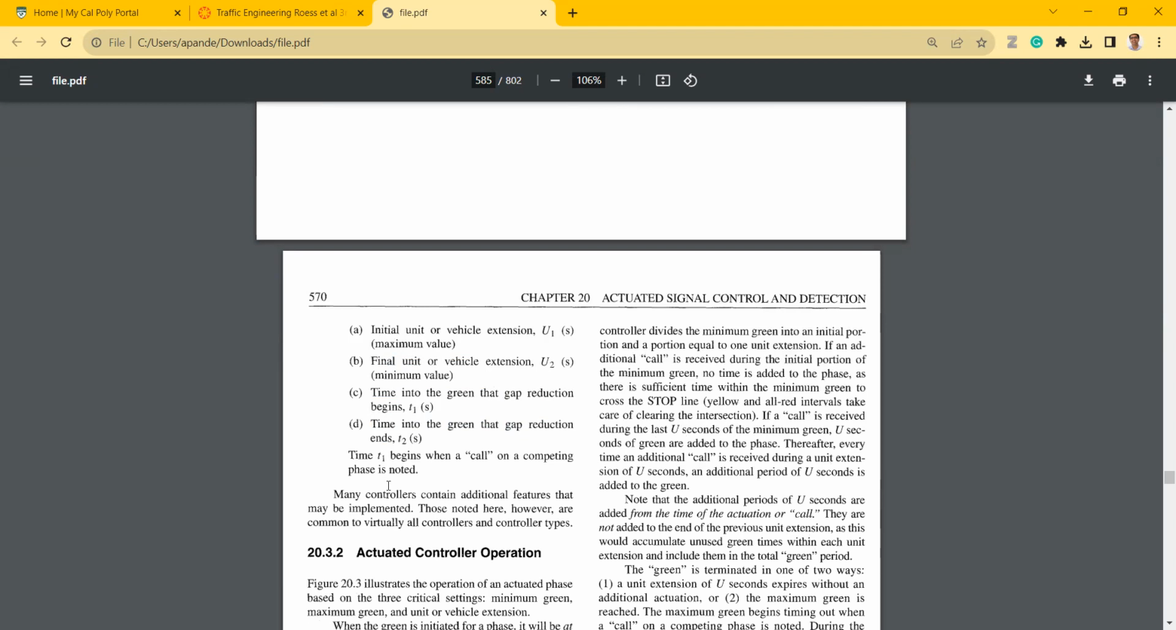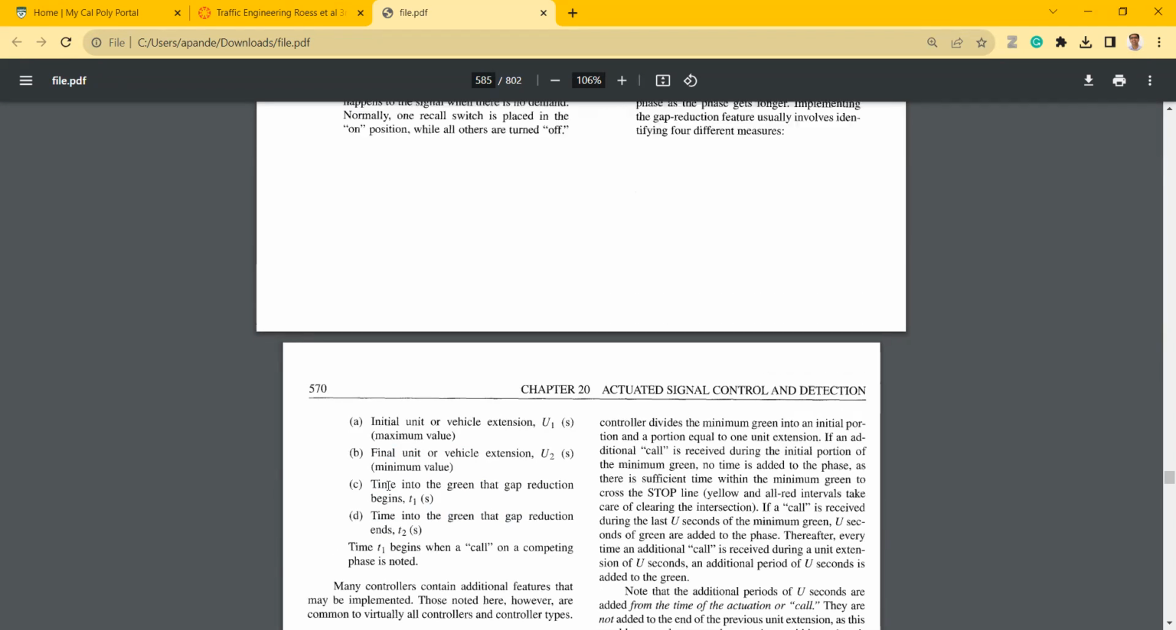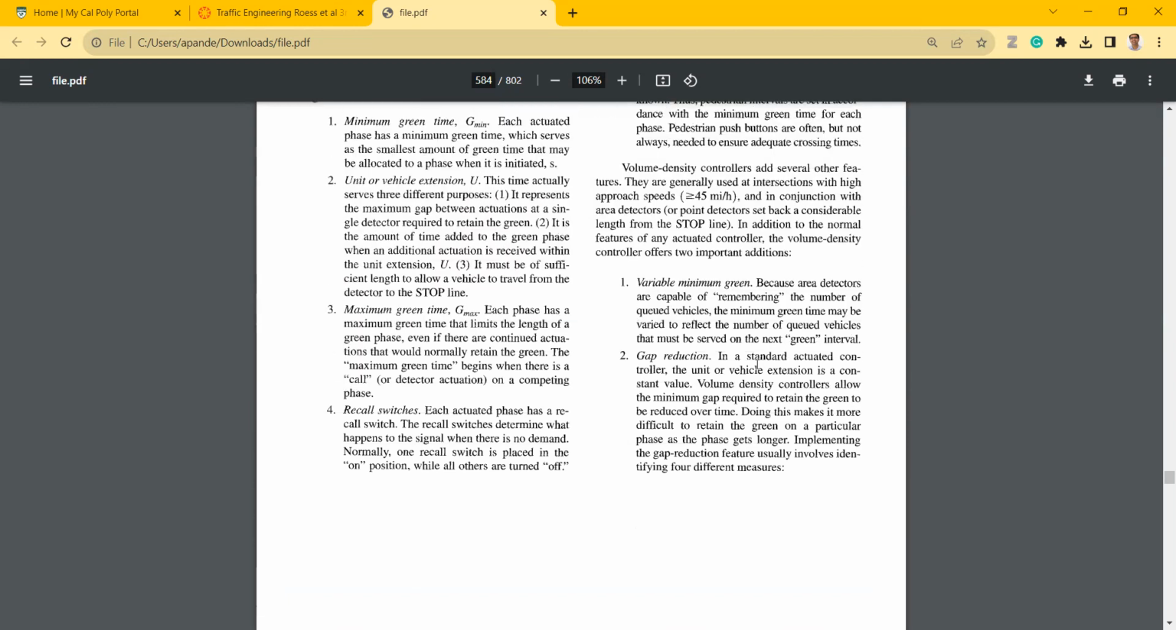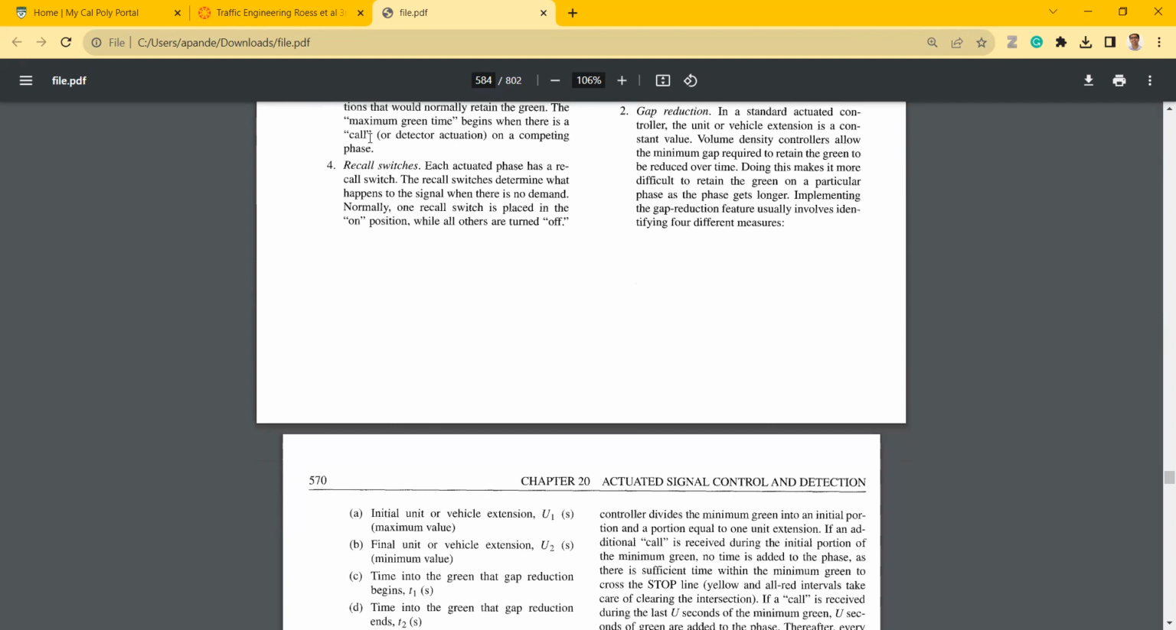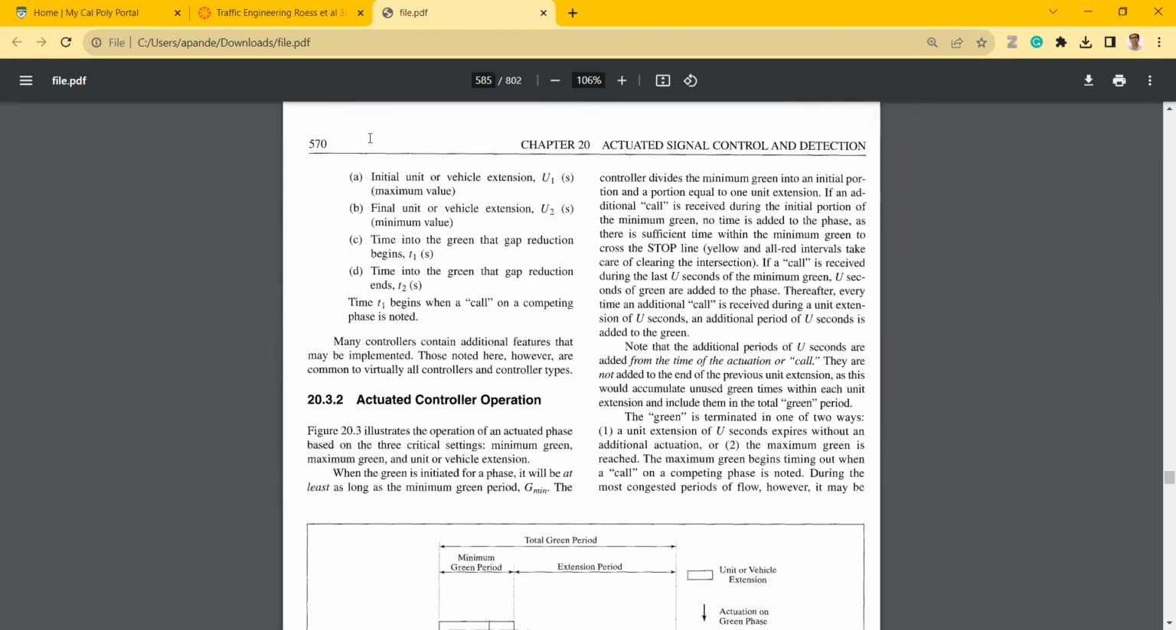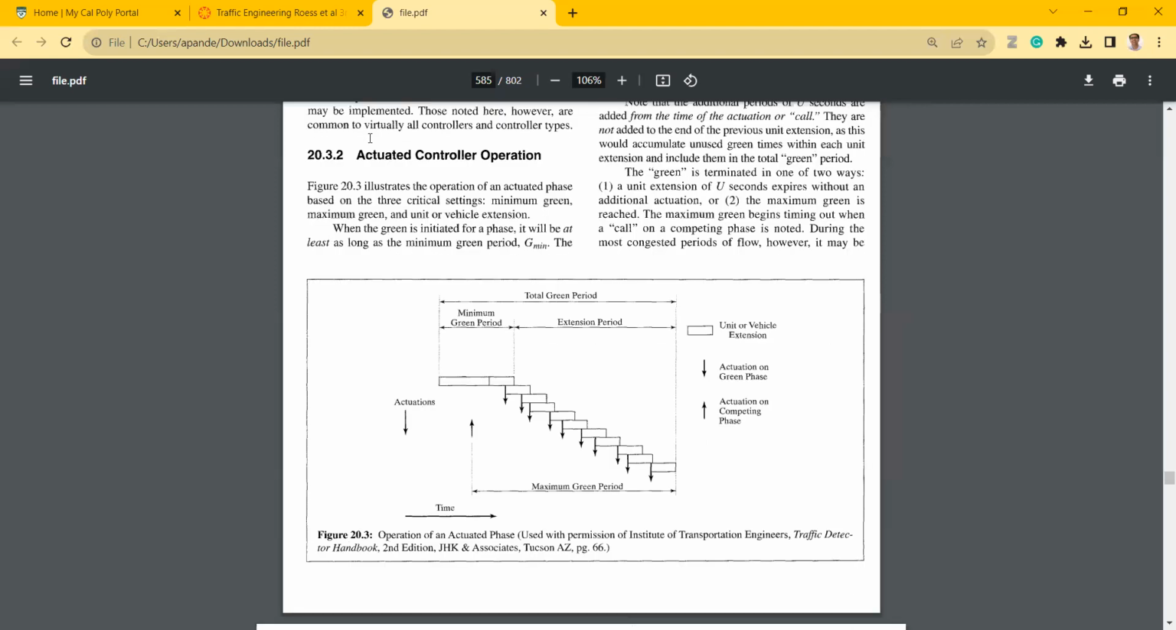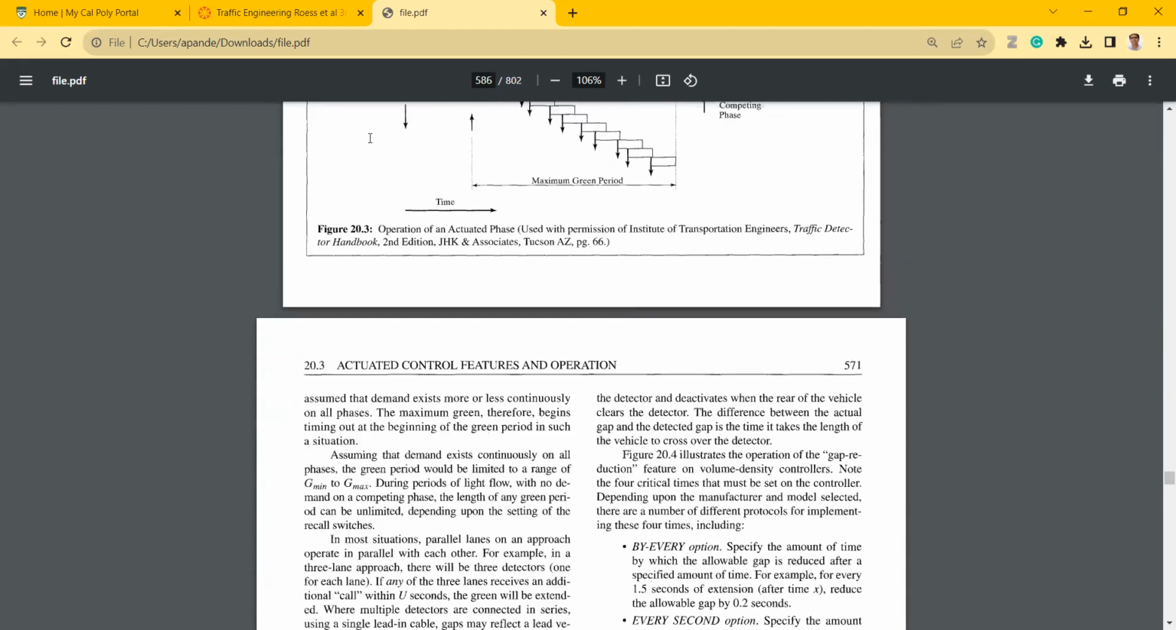So for the purposes of this class, because obviously we don't have a lot of time to design all of these different types of detectors, we're not going to focus too much on these volume density controllers. We're just going to talk about fixed minimum green times and fixed vehicle extension, because these are the things that you could code into the RBC controllers and vSim and things like that. So all of these things could be entered into vSim once you have all those numbers for a signal, and then you can model the operations of that. So we're just going to focus on that.